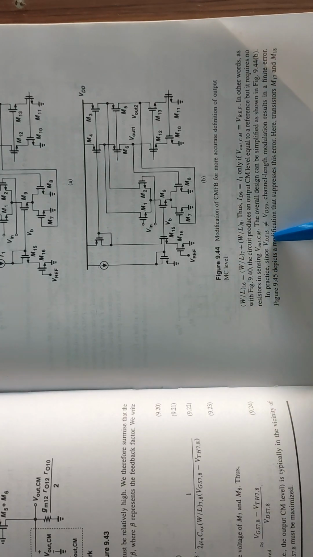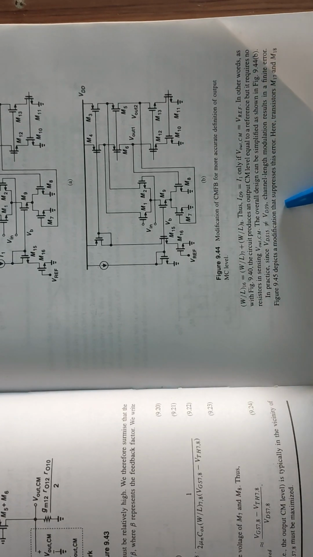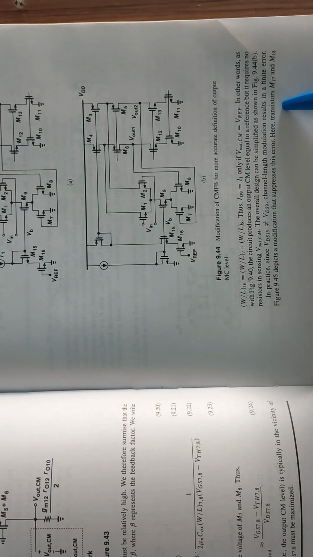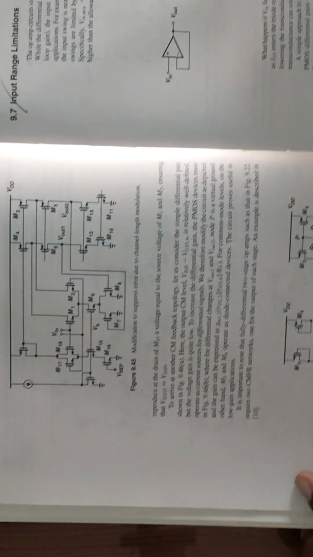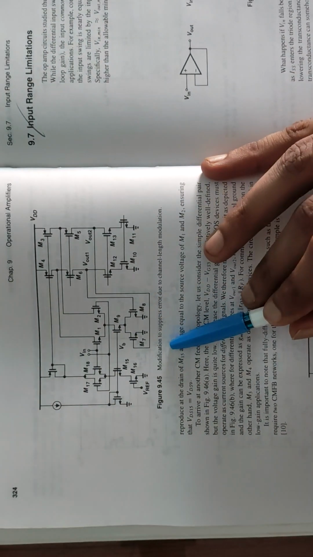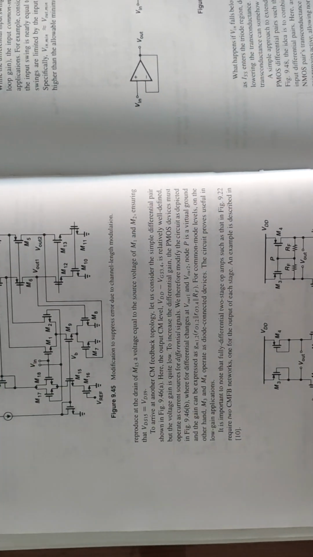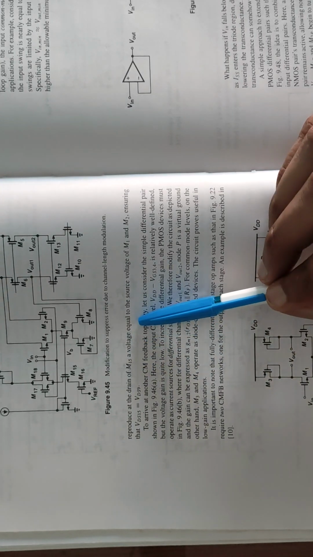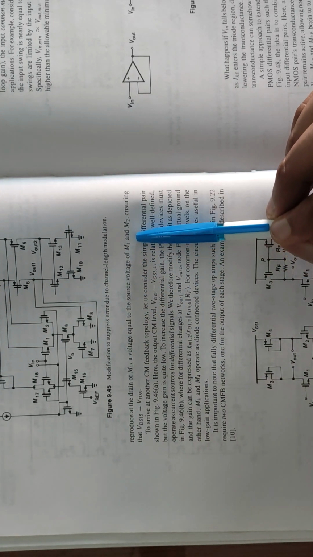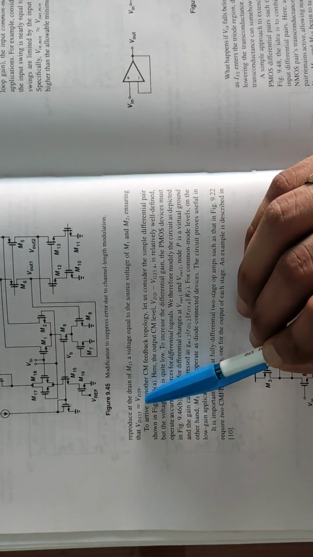In practice, since VDS15 is not equal to VDS9, channel length modulation results in a finite error. The figure depicts a modification that suppresses this error. Here the transistors M17 and M18, in this figure you can see the modification to suppress error due to channel length modulation, reproduce at the drain of M15 a voltage equal to the source voltage of M1 and M2, ensuring that VDS15 is equal to VDS9.